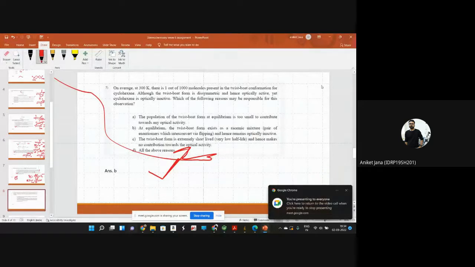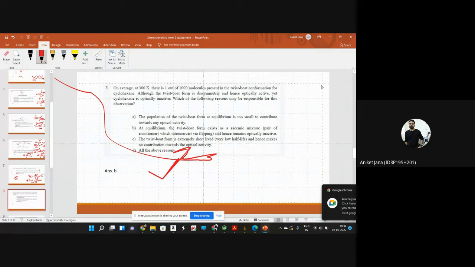So now let's move to the next question, question number 7. It says that on average at 30 Kelvin, 1 out of 1,000 molecules is present in the twist-boat conformation for cyclohexane. Although the twist-boat is dissymmetric and hence optically active, yet cyclohexane is optically inactive. Which of the following reasons may be responsible for this? Okay, so the right option is B.